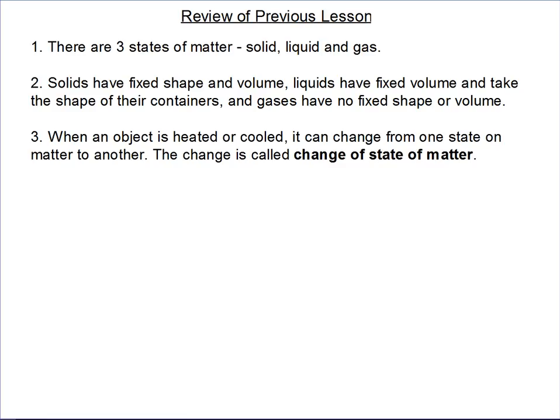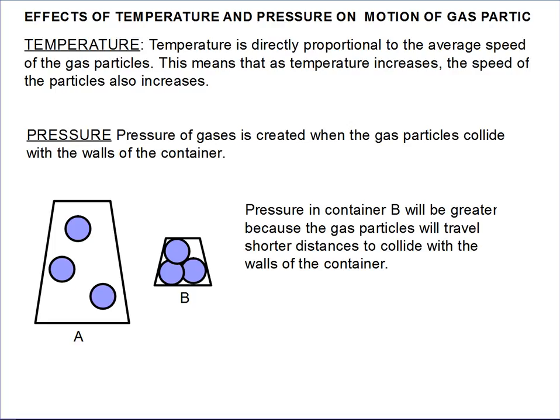So let's move on to what we have for today. We're going to see the effects of temperature and pressure on the motion of these particles. Matter is made up of particles. When you go further, you see that matter is made up of atoms, and these atoms have electrons, protons, and neutrons. We're going to talk about the structure of atoms in later classes, but right now, we need to know that matter is made up of particles.